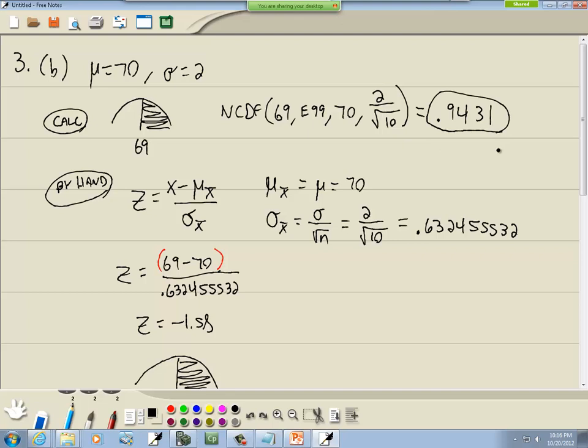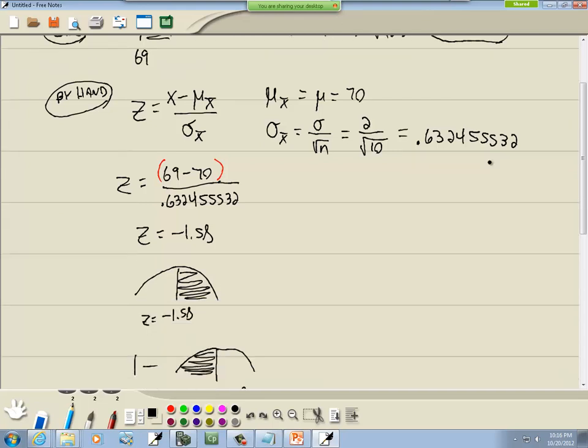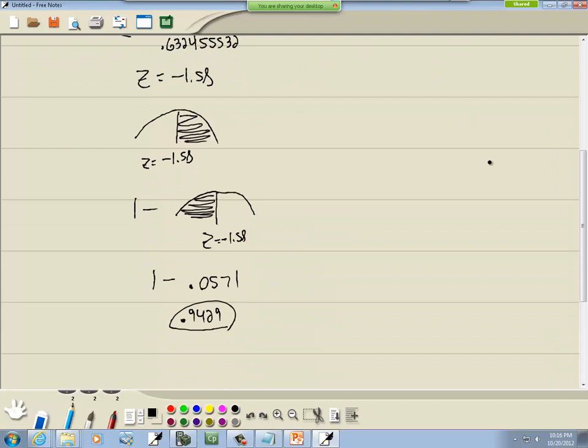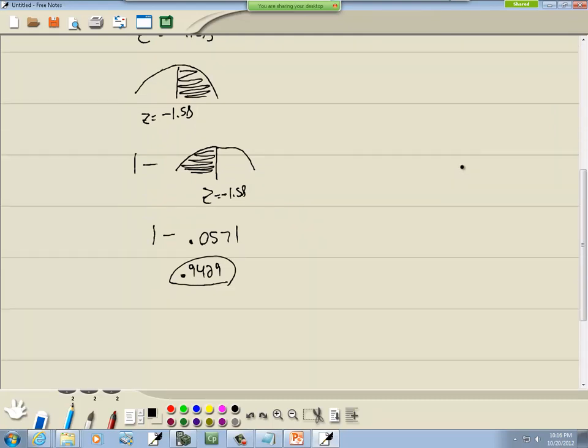Though, does it really matter? If I told you there's a 94.31% chance versus a 94.29% chance, is that really about the same? Yeah.